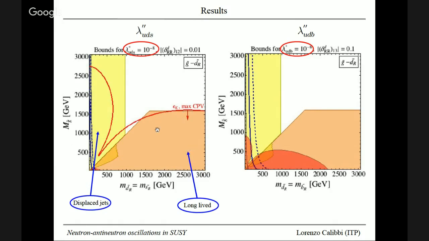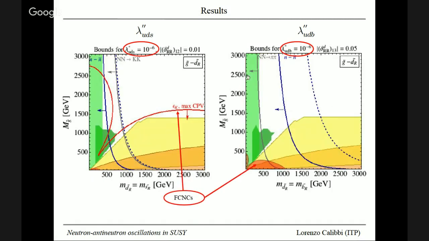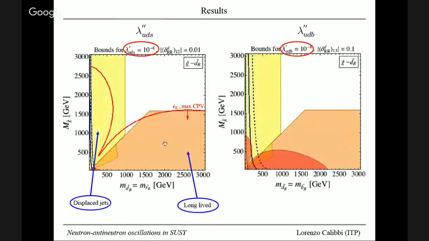So as you can see, here we have really an interplay between this kind of low energy test of this kind of models and the high energy test of the LHC. Depending on the regime of these parameters, we can better probe this parameter space with N-bar oscillation or directly with the LHC. So as usual, it's important to have both kinds of experiments to set complementary constraints.